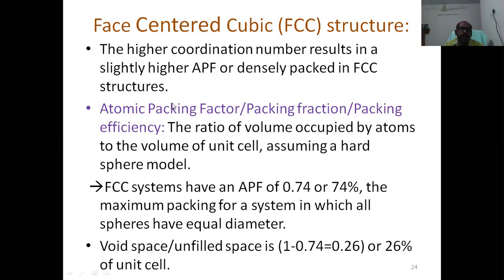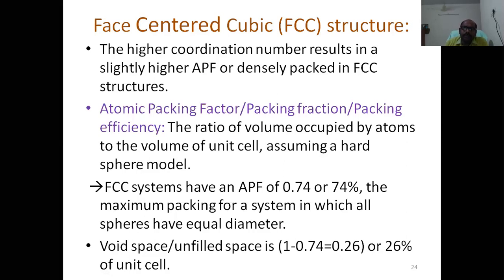Same thing. Atomic packing factor, how it is defined. Let us see how the atomic packing factor, also called packing fraction and packing efficiency, is defined. It is the ratio of the volume occupied by the atoms to the volume of the unit cell, assuming a hard sphere model. So that means we have to assume the atoms as hard spheres.